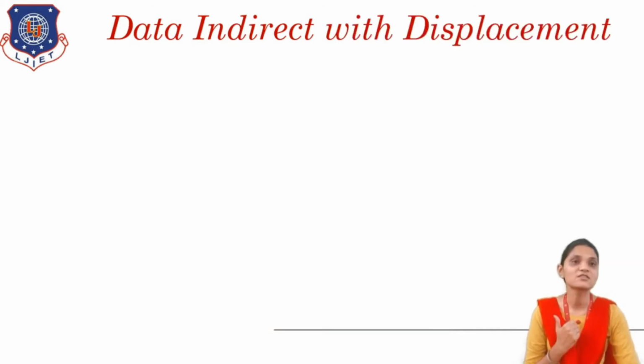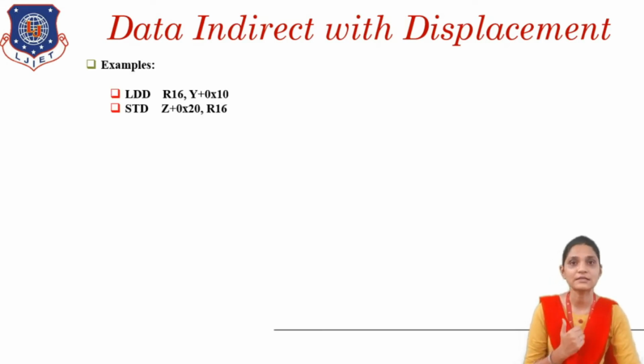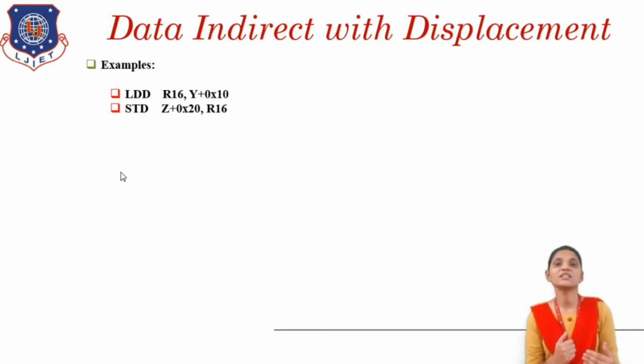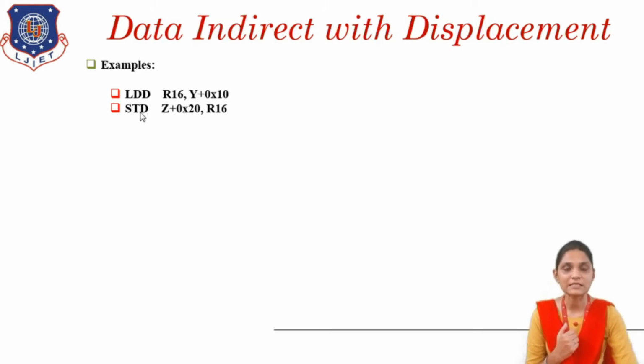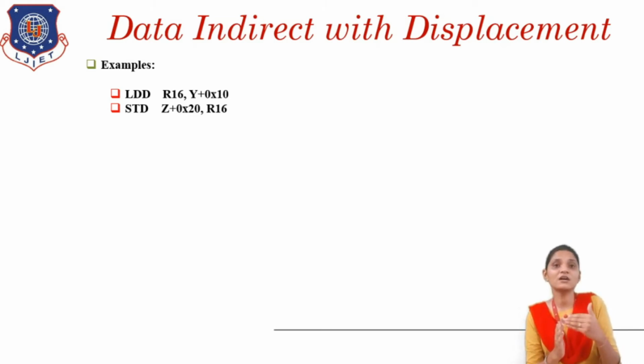But this data indirect addressing mode can be used with displacement also. Okay, how can it be done? Let us see. First one, we can use an instruction like LDD. This is loading with displacement, and this is STD, that is storing but with displacement. That is, you are going to use some pointer register X, Y or Z, but not the direct address given by that particular register; you will add some increment to that location to get the actual address.